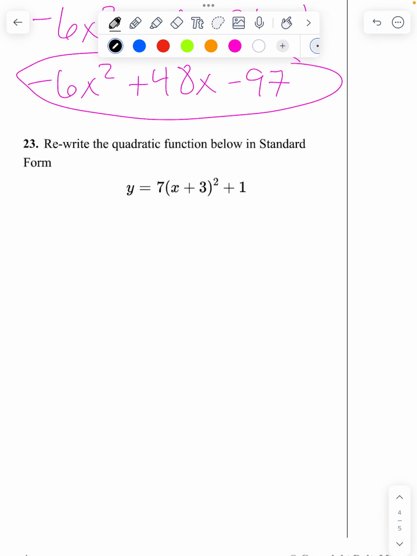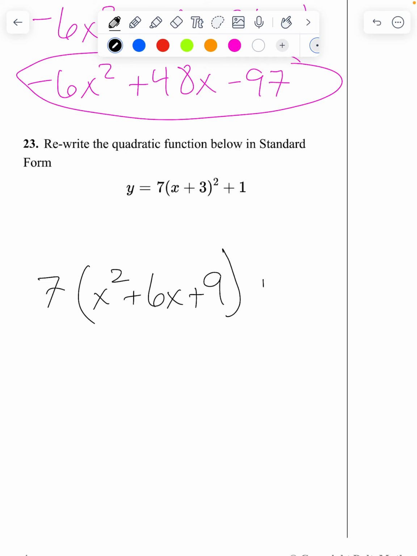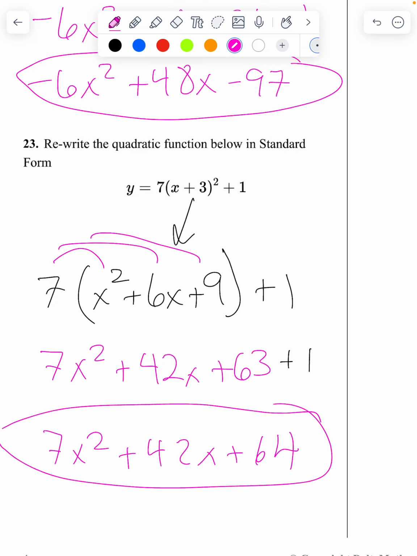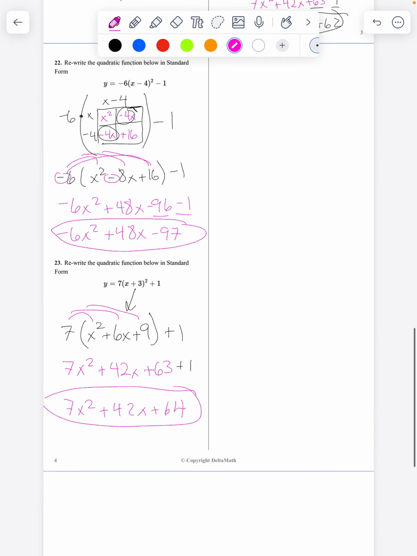Last problem. Here we go. 7, and then x plus 3 squared, I'm just going to do it in my head, but it should be x squared plus 6x plus 9. And then there's a plus 1. So you can check this because we know how to do that. Then I would distribute the 7 in, so I get 7x squared plus 42x plus 63. And then there's the plus 1 at the end. So my final answer here is going to be 7x squared plus 42x plus 64. And that should be the end of the whole deal. Good luck.